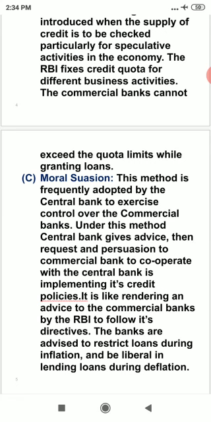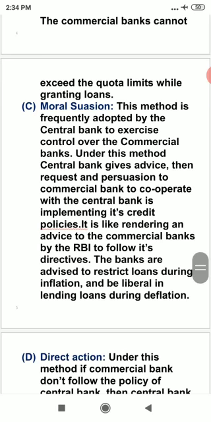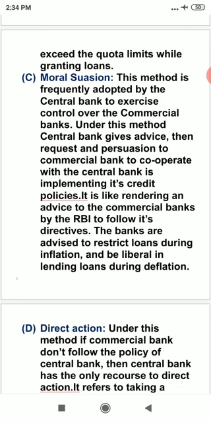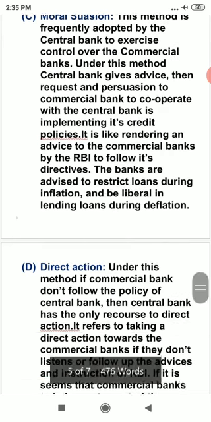Moral suasion means rendering advice to the commercial banks by the RBI to follow its directive. It means that the RBI advises them when to increase the supply of money and when to decrease it, when to restrict loans and when to be liberal in lending. So this was moral suasion: banks are advised to restrict during inflation and be liberal during deflation.